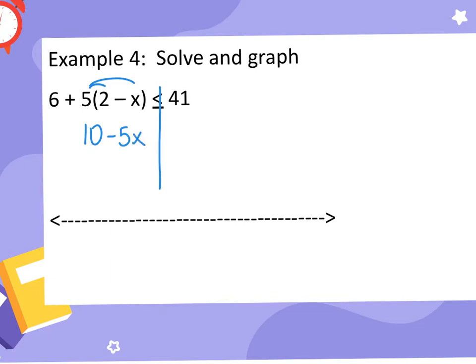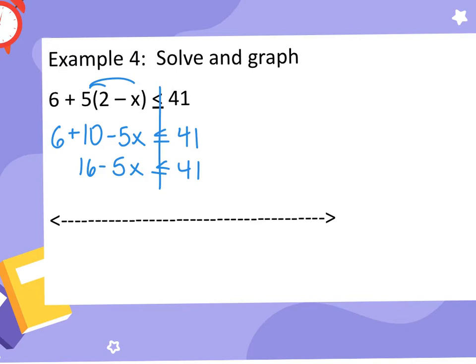Great. We still have the 6 being added out front. And we still have the same number on the right. Okay, so we've gotten rid of the parentheses. We don't have any fractions. We now have to add like terms. Get down to one variable. What are my like terms here on the left? 6 and 10, which becomes? Good. So 16 minus 5x is less than or equal to 41.